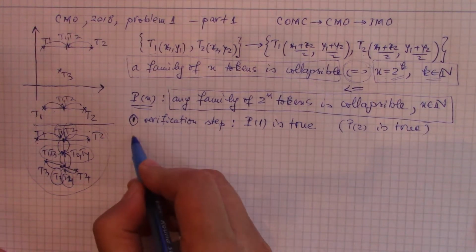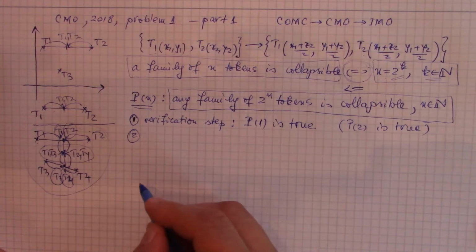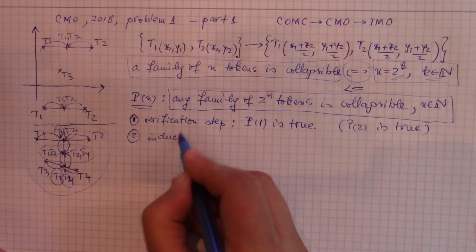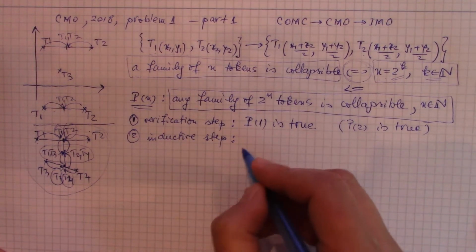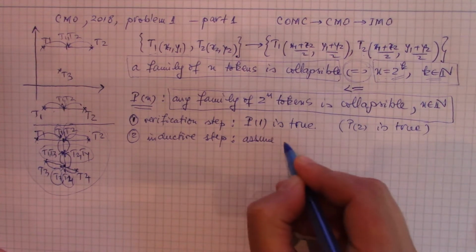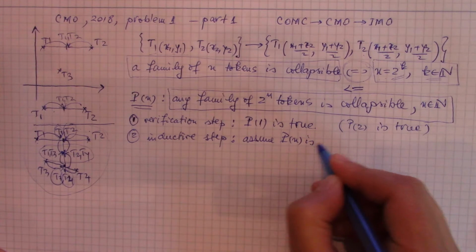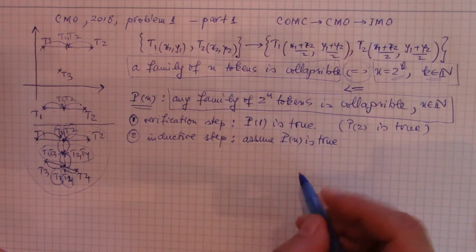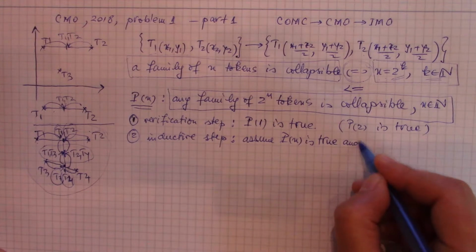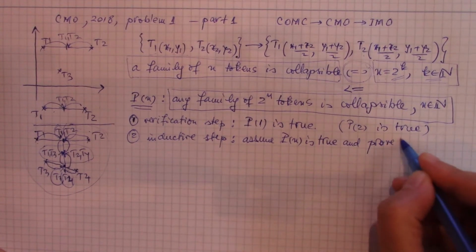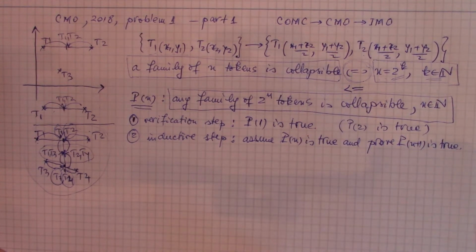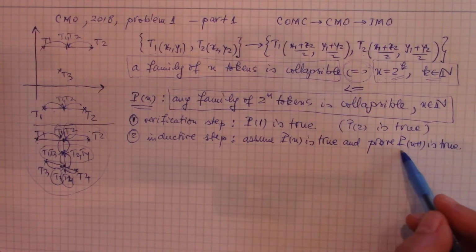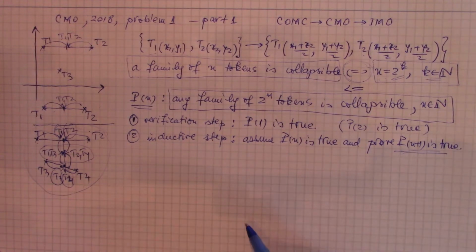All right. Now, the second step of mathematical induction is the inductive step. Which means that we assume P of n is true for some natural number n and prove P of n plus 1 is true. So let's assume that P of n is true, and let's see how we can prove that P of n plus 1 is true.